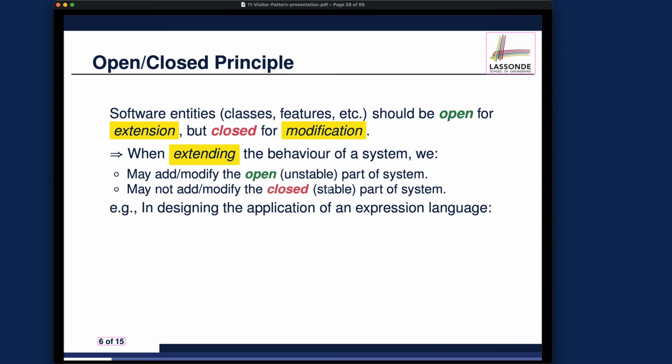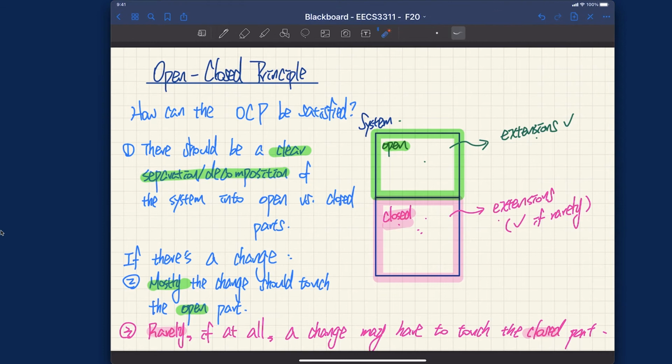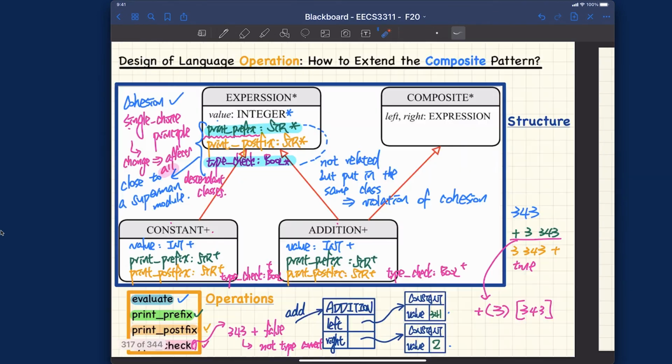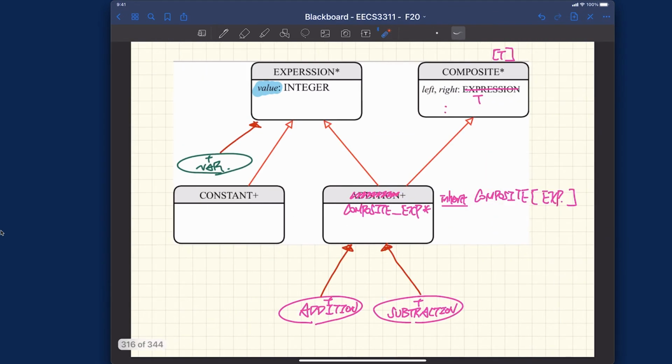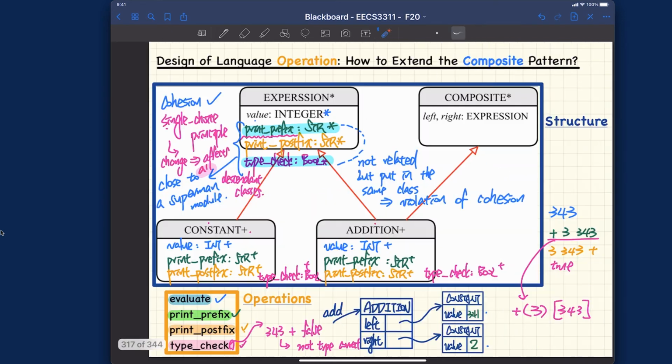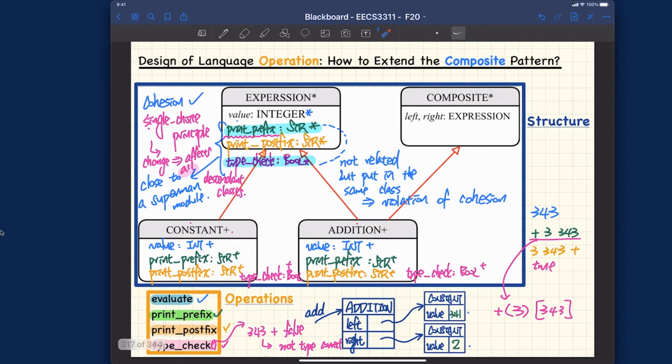Since we are talking about the design problem for our expression language, let's look at the previous composite design over here. Remember for the previous composite design, we basically want to distinguish between structure, which is about the expression composite pattern, versus the operation. And the operation would be, for example, evaluate, print, and also type check, right? So we distinguish between structure and operation. So there are two parts of our system.